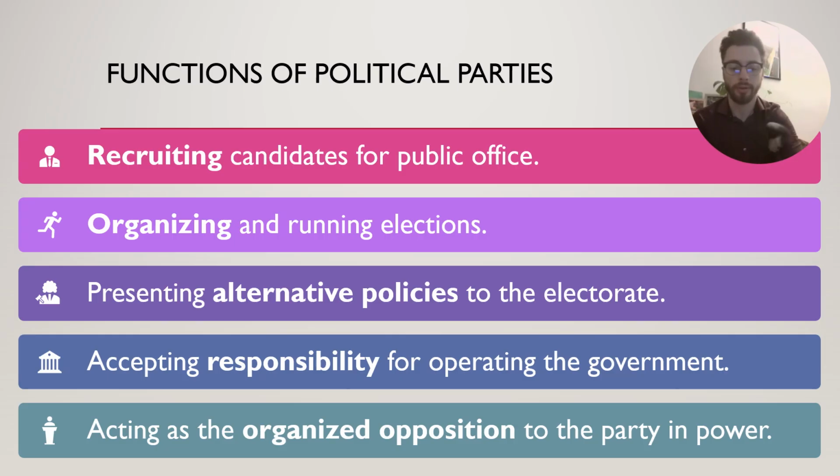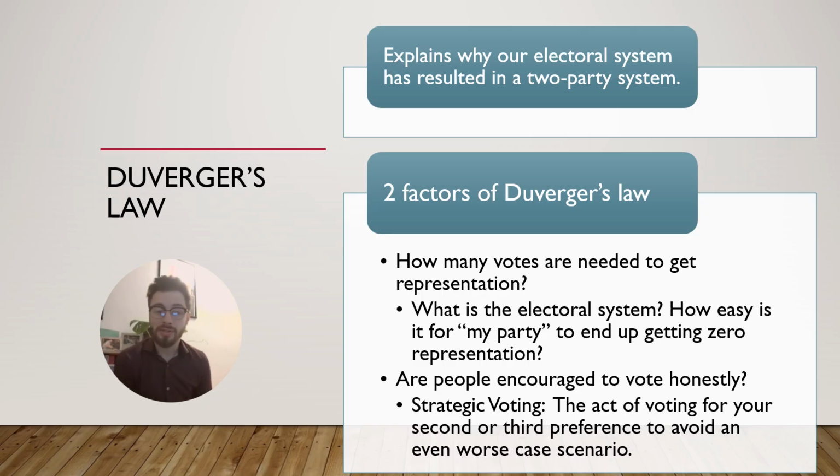their political parties. All right, so we have to understand why we have the two-party system we have today, especially relating to political parties. We oftentimes see the general public expressing dissatisfaction with the stickiness of our two-party system. Well, Duverger's law explains why we have the electoral system we have today, the two-party system. It does so by asking two primary questions. How many votes are needed to get representation? And secondly, are people encouraged to vote honestly or strategically?